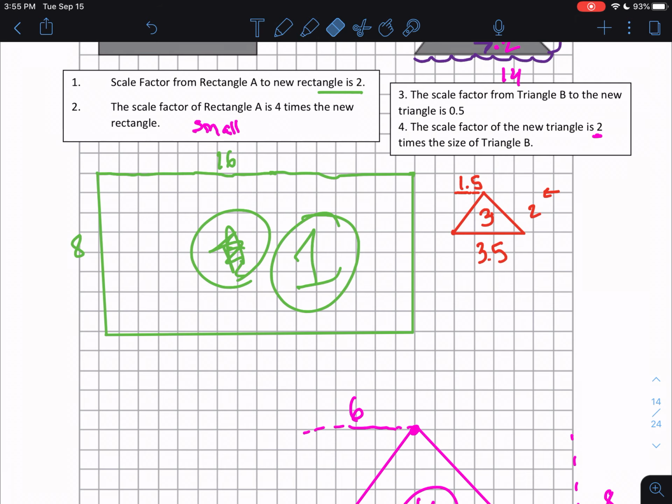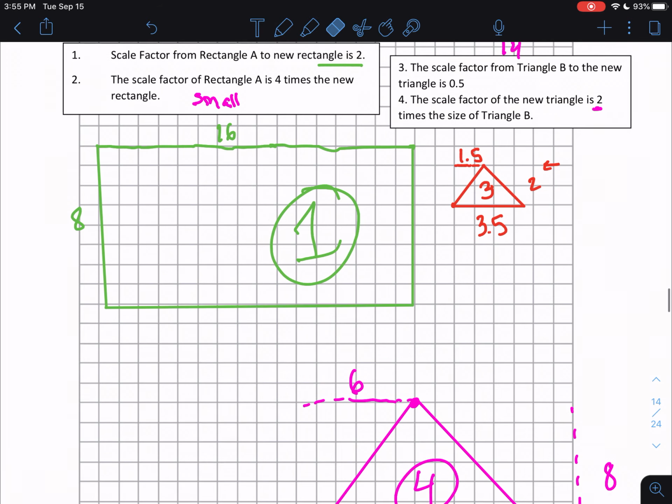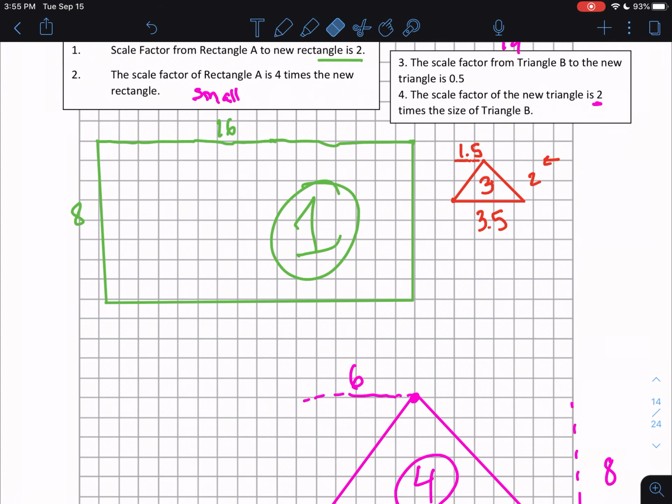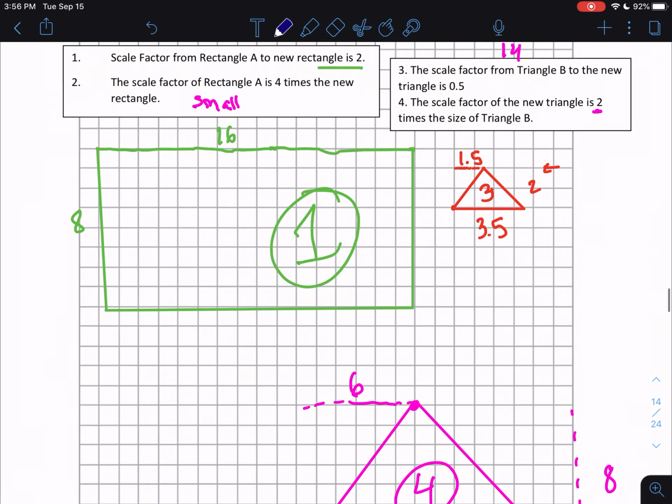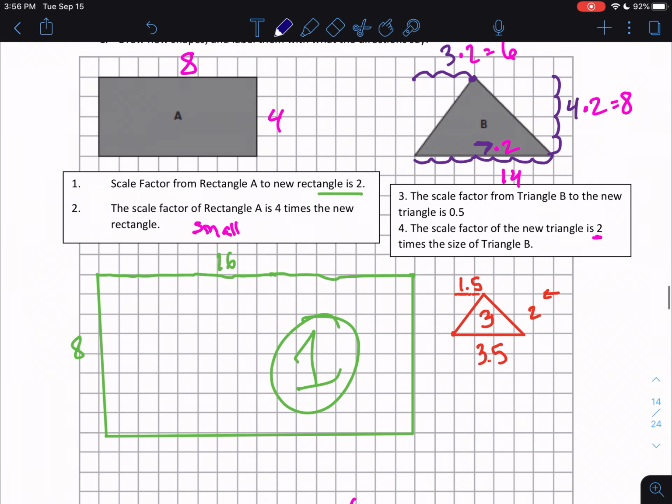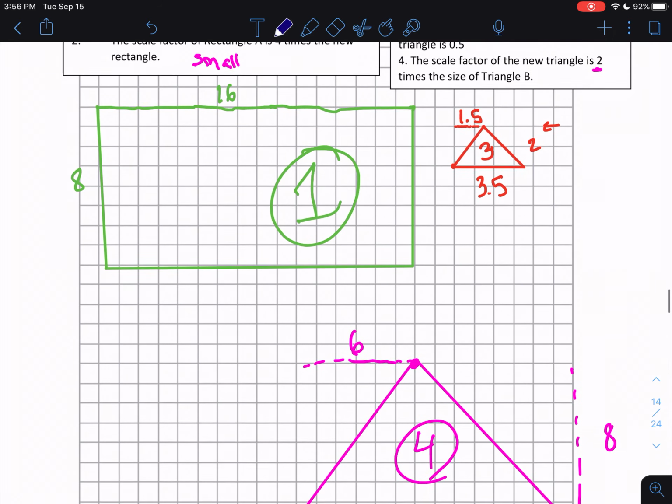Let's erase that confusion. Okay, and then the last one, this is the harder one. So the scale factor of rectangle A is 4 times the new rectangle. So what that really means is that we have to divide this 4 by 4 and this 8 by 4. So we're undoing that scale factor. So 8 divided by 4 is 2, 4 divided by 4 is 1, so I would have a 2 by 1 rectangle. And that would be number 2.